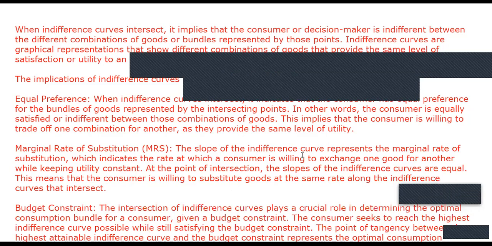Then the budget constraint: the intersection of indifference curves really plays a critical role in determining the optimal bundle. Given a budget constraint, the consumer will seek to reach the highest indifference curve while satisfying the budget constraint. So at that point of tangency, the highest point of satisfaction is the point of tangency. So intersecting would obliterate the rule. Intersecting will mean these things that I've talked about will be obliterated.